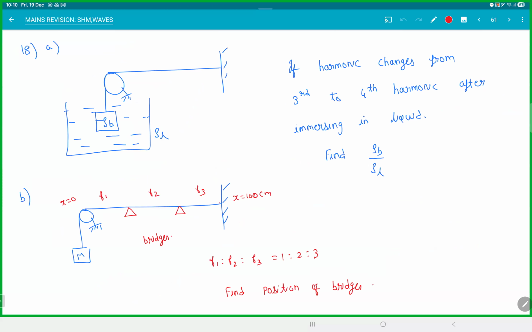Second thing, you kept two bridges in the middle and you got three strings. And the frequencies are in the ratio 1 is to 2 is to 3 in fundamental frequencies. Find the position of the bridges. So when you keep a bridge, you're dividing into the strings.